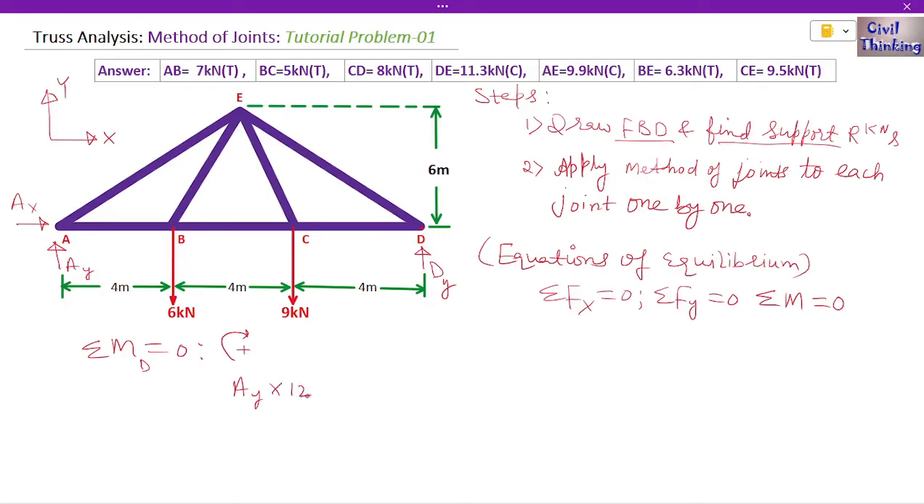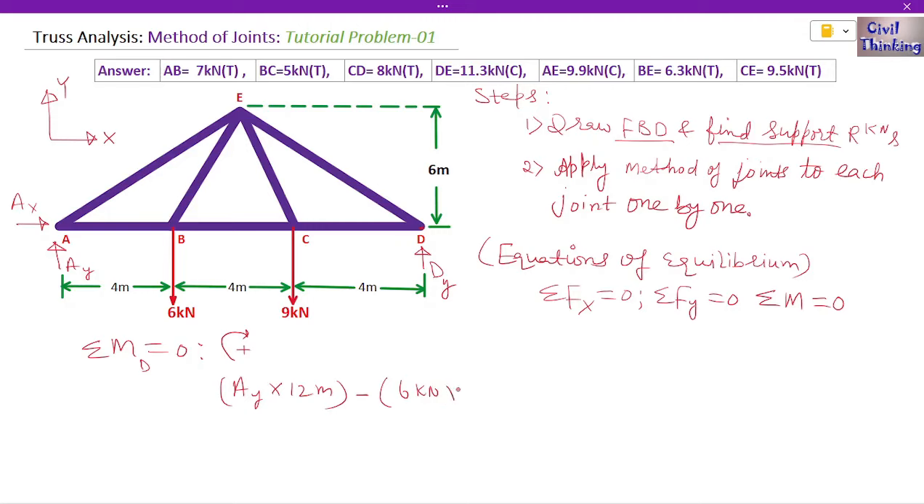So multiplied by 12 meter. Now AX is passing through point D, so the moment of AX about D will be 0. Now this 6 kilonewton is going to exert an anti-clockwise moment at D, so the moment due to 6 kilonewton is going to be negative, so I will write negative here.